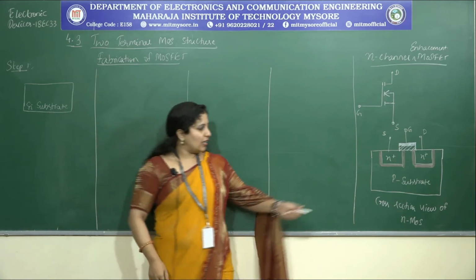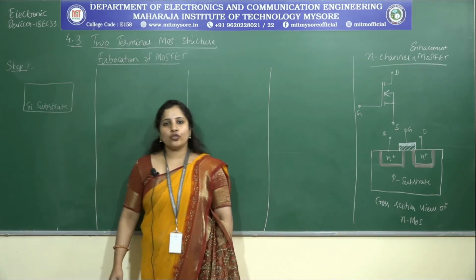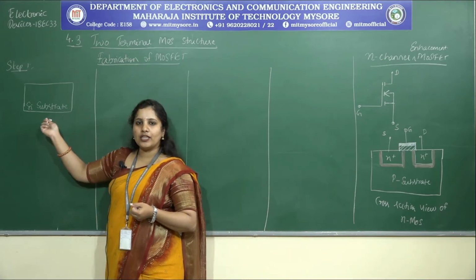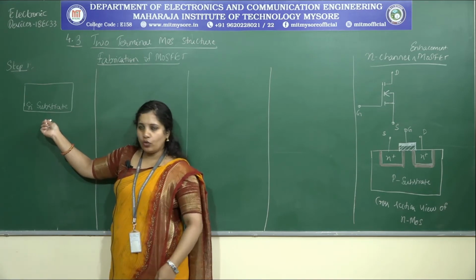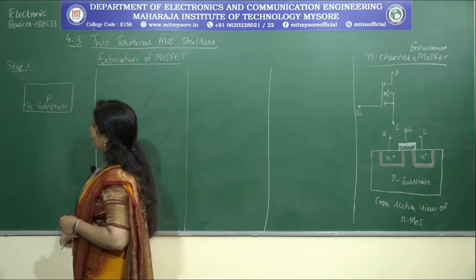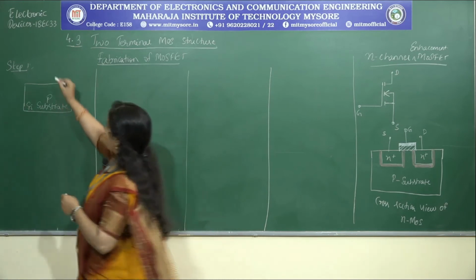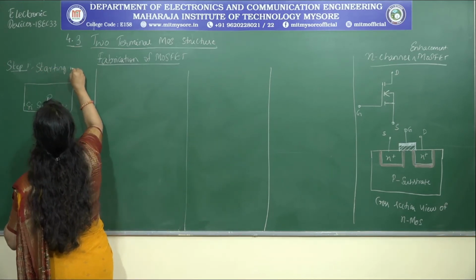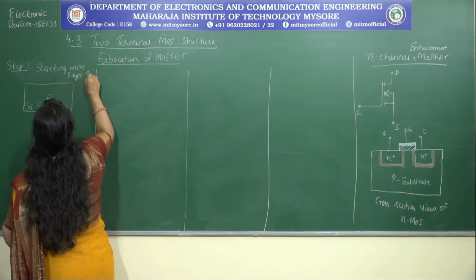Now, what should the underlying substrate be? When I want to have an N-channel MOSFET, it should be of P-type. Therefore, what kind of doping do I have to do? It is a P-type doping, that is a trivalent doping, and the resultant I will be getting is a P-type substrate, which is a P-type silicon substrate. What is step number 1? We are starting with P-type silicon.